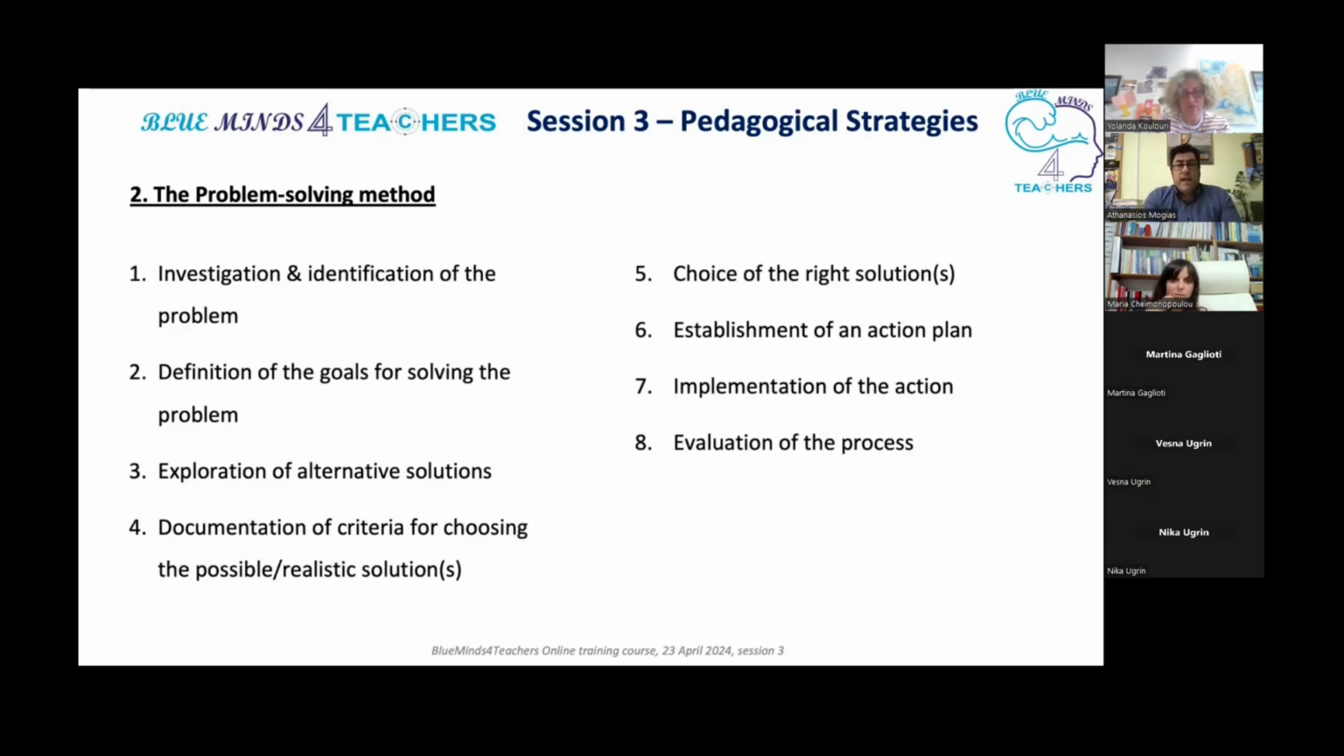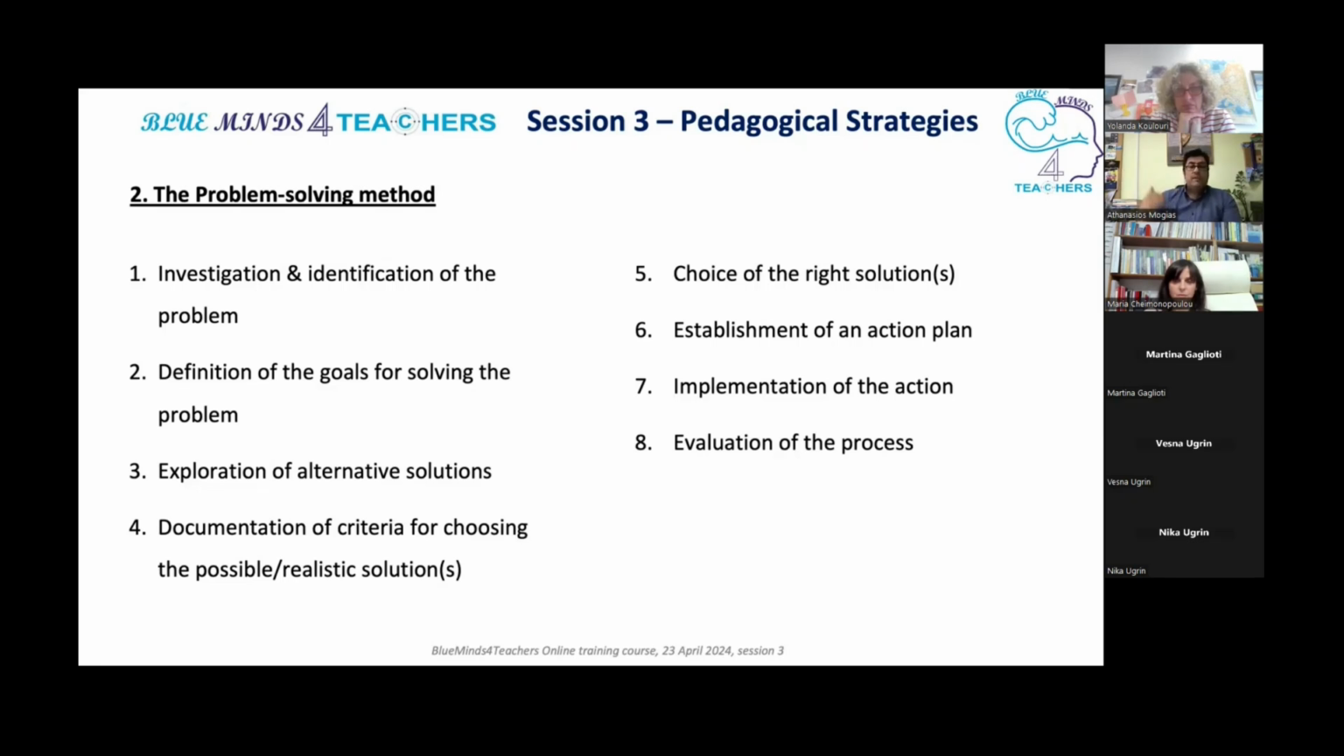These are the 8 stages of the problem-solving method. In the first stage, we investigate and identify the problem. In the second stage, we define the goals for solving this problem. In the third stage, we explore alternative solutions. In this stage, we use brainstorming a lot, and I will explain that in an example that I will give you. In the fourth stage, we document criteria for choosing the possible or the most realistic solution or solutions.